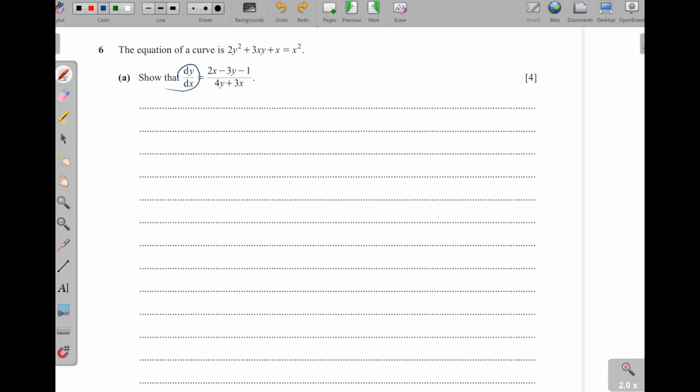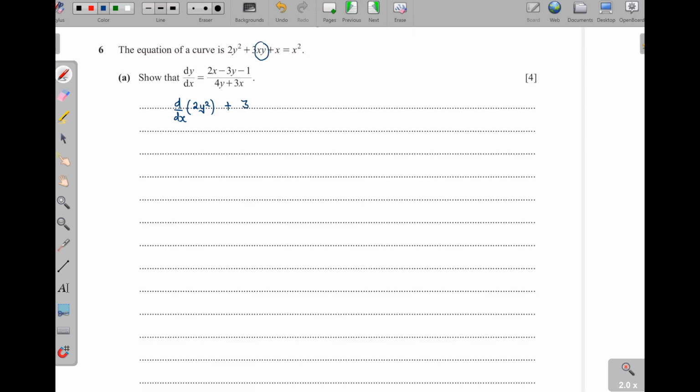Part A, show that dy/dx is this. So this is implicit differentiation. Y here is not expressed explicitly in terms of x. So this is implicit, and x and y are all variables. So what we have to do is differentiate everywhere. You will have d/dx, then you differentiate 2y squared, then plus 3.